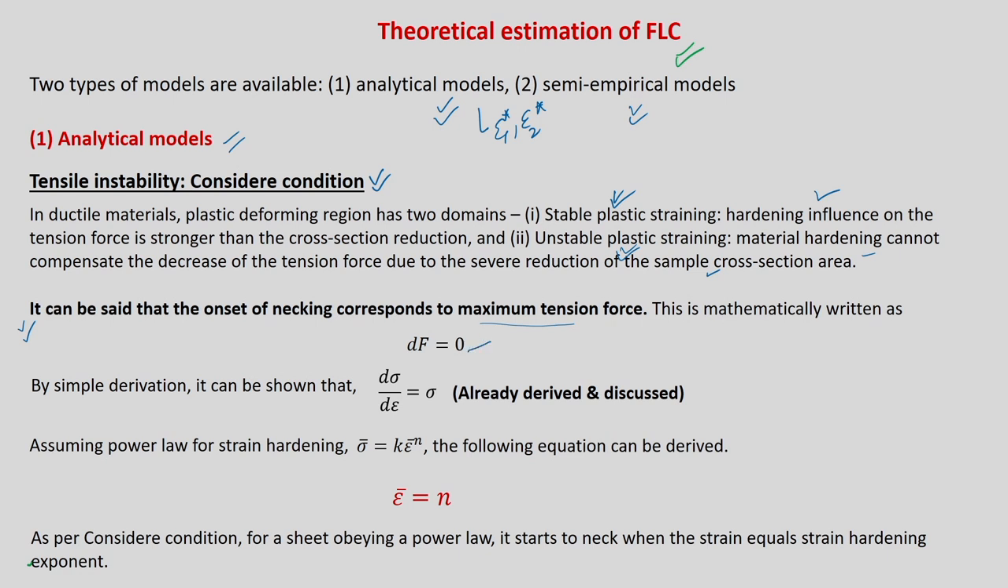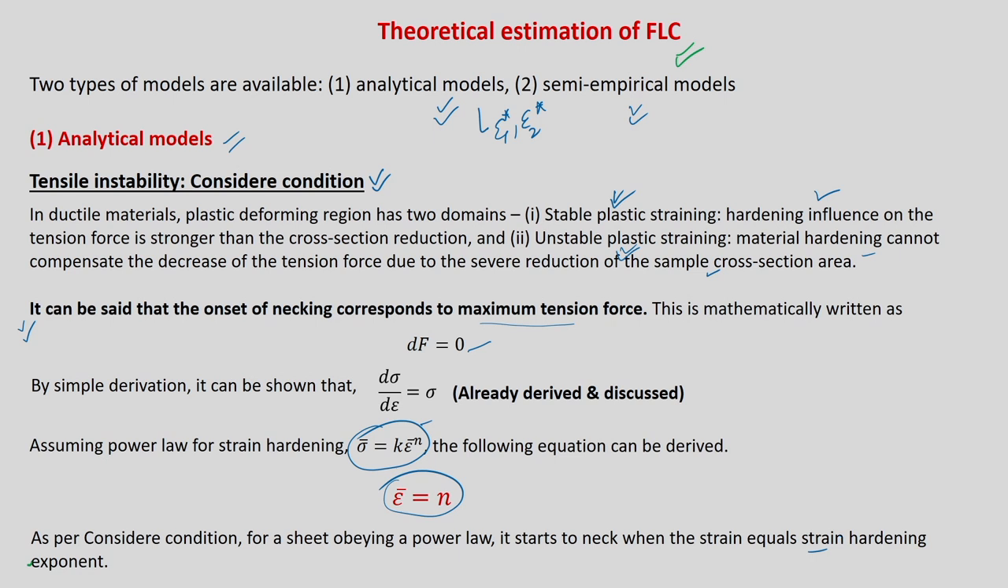A simple derivation we have already shown, it can be shown that 1 by sigma d sigma by d epsilon is equal to 1, or d sigma by d epsilon is equal to sigma. And if you put this particular power law equation and derive it, we can show that epsilon u is equal to n, or epsilon bar is equal to n. It means that as per this condition, for a sheet obeying this particular law, the material starts to neck when the strain equals the strain hardening exponent of that particular material.